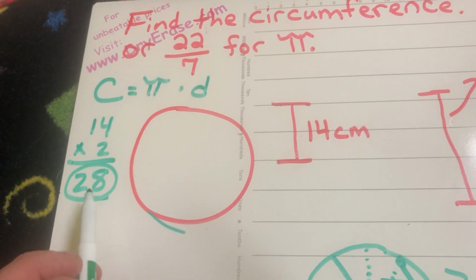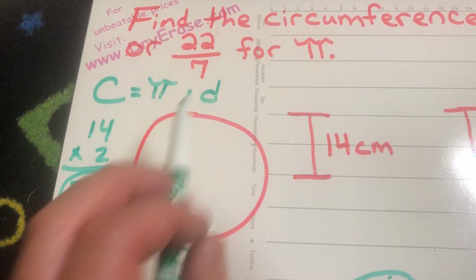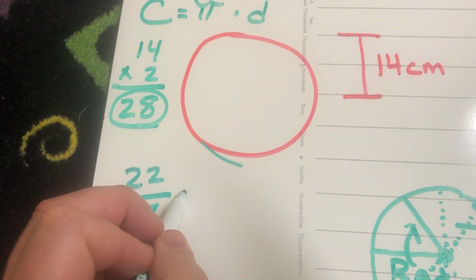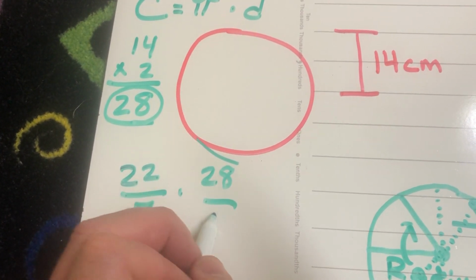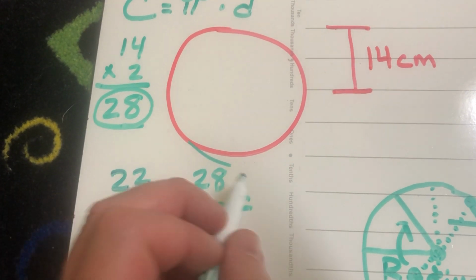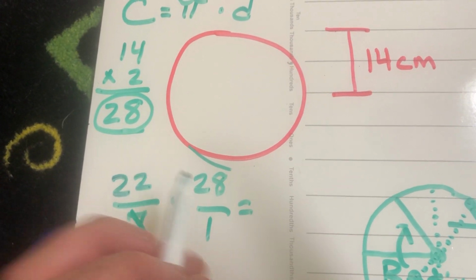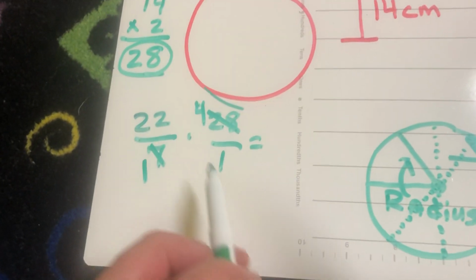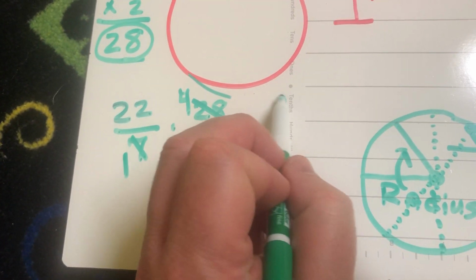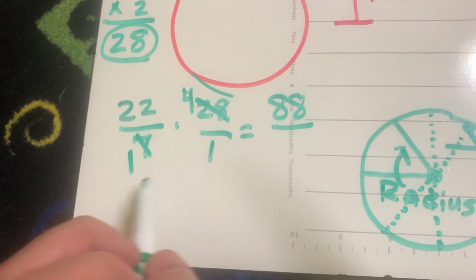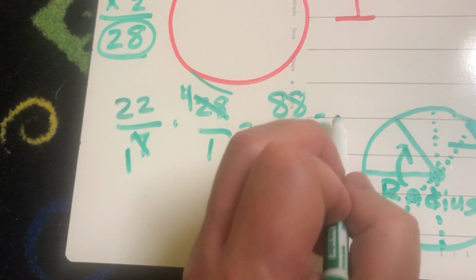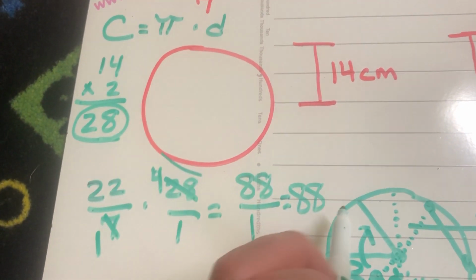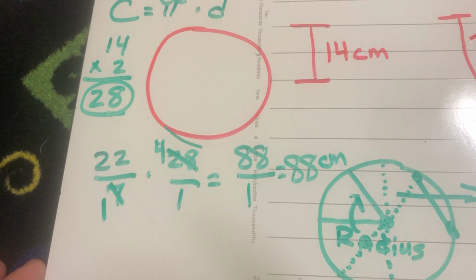Now, 28 is a multiple of 7. And so the reason why I like to use 22/7 in this circumstance is because if I do 22/7 and I multiply that by 28 over 1, I can cross-check with a 7 and 28. Well, 7 divided by 7 is 1. 28 divided by 7 is 4. And that becomes a much simpler multiplication problem. 22 times 4 is 88. 1 times 1 is 1. 88 over 1 equals 88. The circumference of this circle is 88 centimeters. Okay?